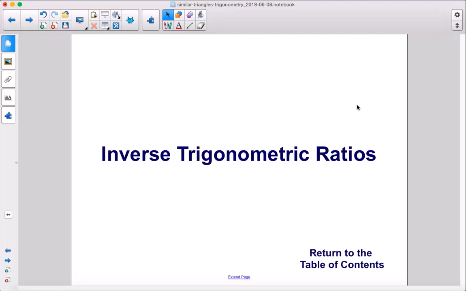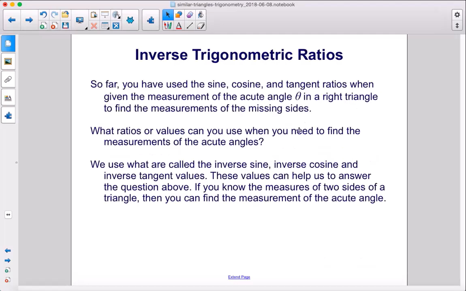Inverse trigonometric ratios. So far, you have used the sine, cosine, and tangent ratios when given the measurement of the acute angle theta in a right triangle to find the measurements of the missing sides. What ratios or values can you use when you need to find the measurements of the acute angles? We use what are called the inverse sine, inverse cosine, and inverse tangent values. These values can help us to answer the question above.